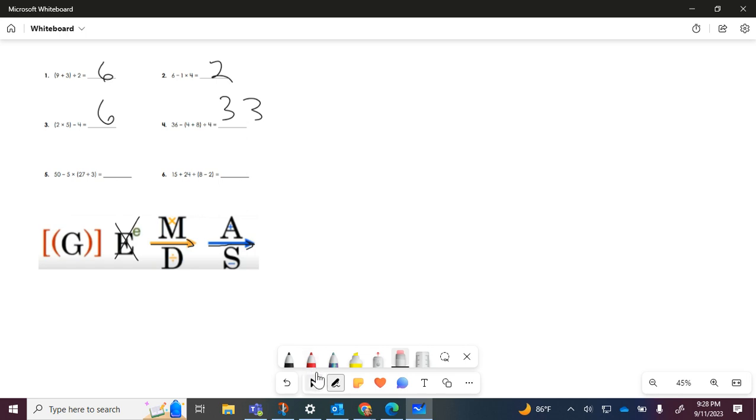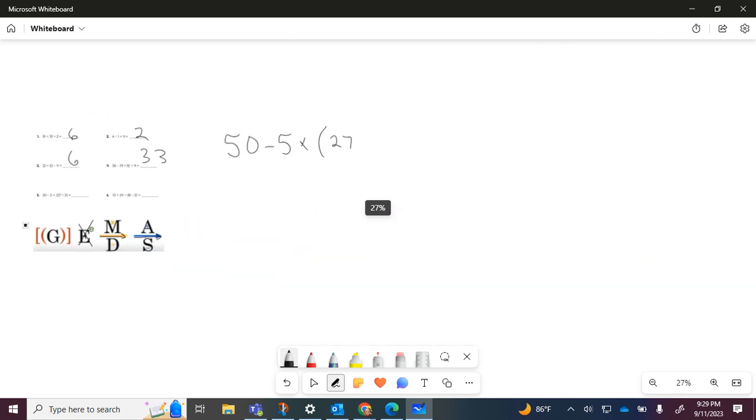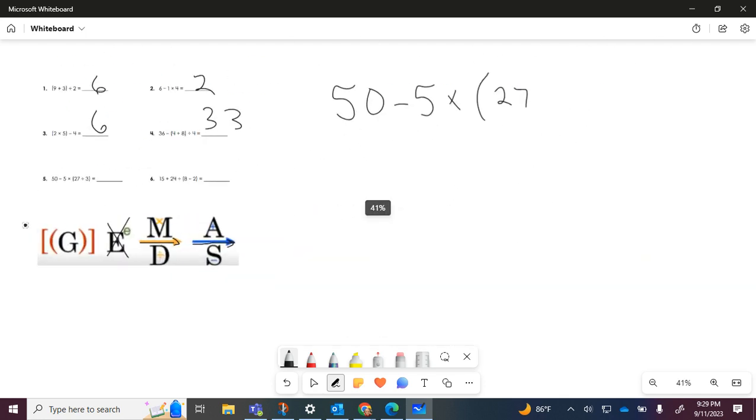All right, next one. I've got 50 minus 5 times, in parentheses, 27 divided by 3. Close the parentheses. So again, you see the groups, you see those parentheses. That signals that you're going to do this first, so let's circle that.